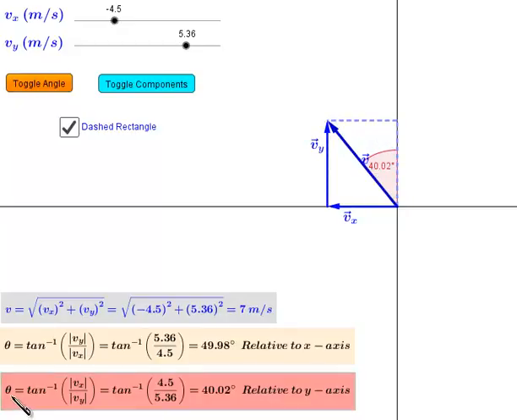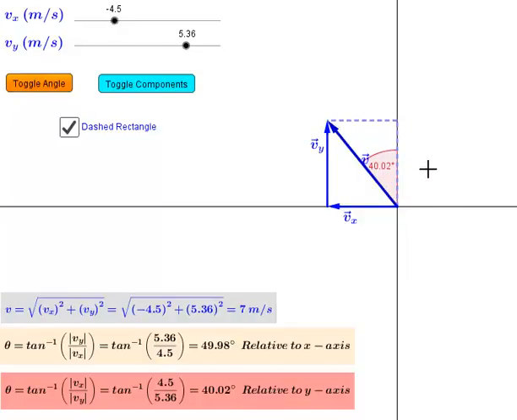The angle then is going to be the angle whose tangent is the length of this side divided by the length of this side. So that's the absolute value of Vx over the absolute value of Vy. Notice this length is the length of Vx, this length is the length of Vy. So that's the arctangent of 4.5 divided by 5.36. That gives me 40.02. And so I can express this vector as a vector whose magnitude is 7 meters per second, and the angle would be 130.02 degrees.